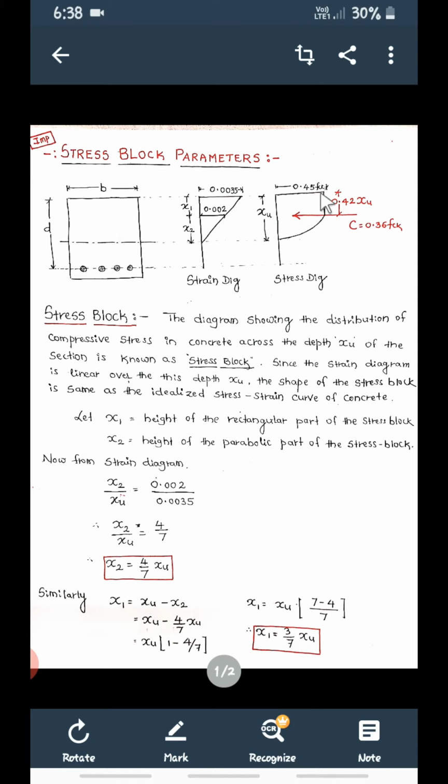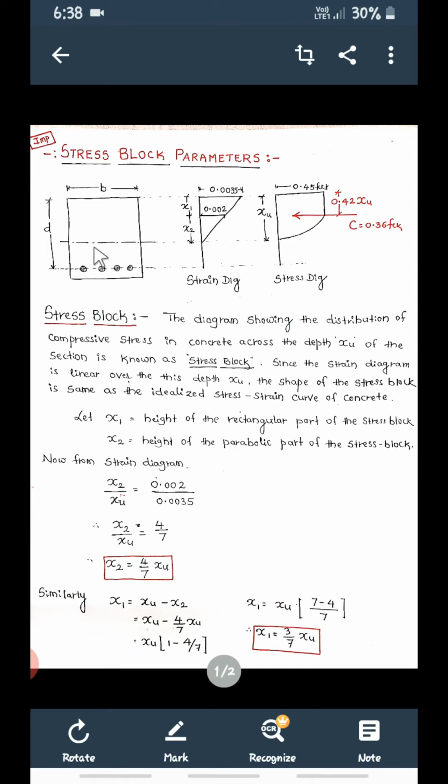This we are going to prove now. This is the important derivation. I mark this as important, so this will be asked in the examination. Show that the total compressive force will be acting at a distance of 0.42 times xu from the top compression fiber. This we are going to prove.